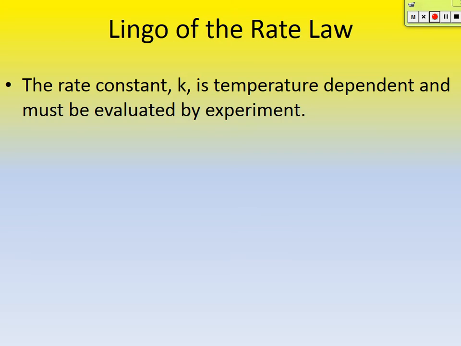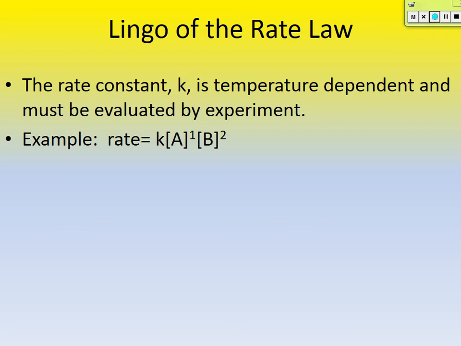The rate constant, K, is temperature dependent. Guys, what happens to the speed of a chemical reaction if you increase the temperature? Yeah, the speed of the reaction goes up. It occurs faster at higher temperatures. So K is temperature dependent and must be evaluated by the actual experiment.